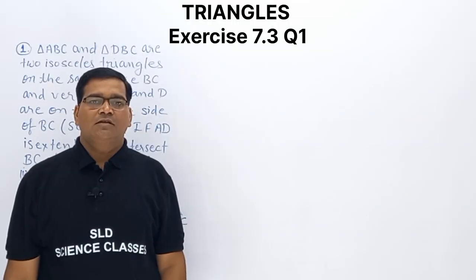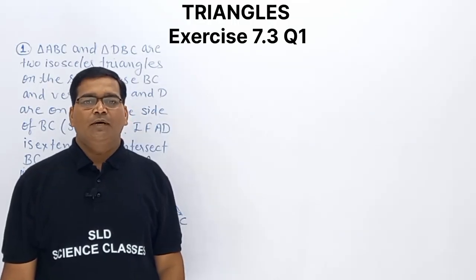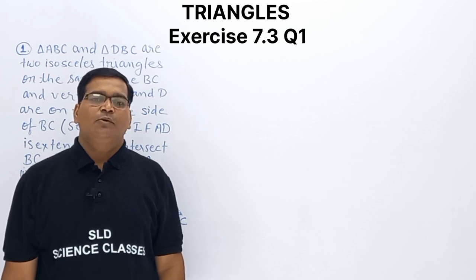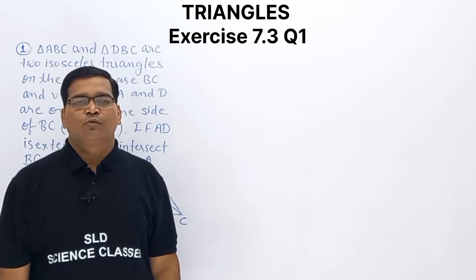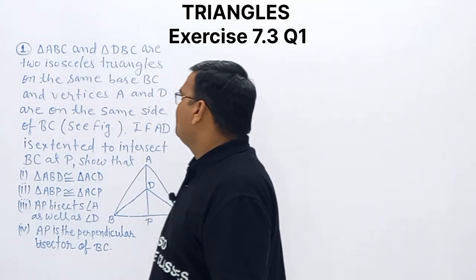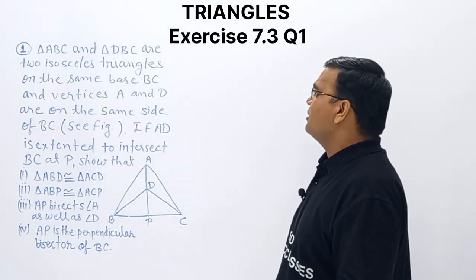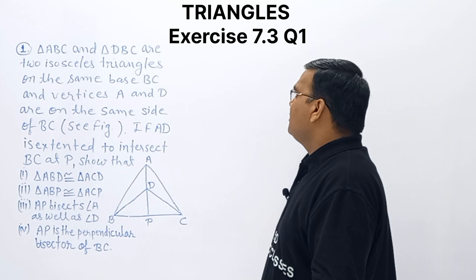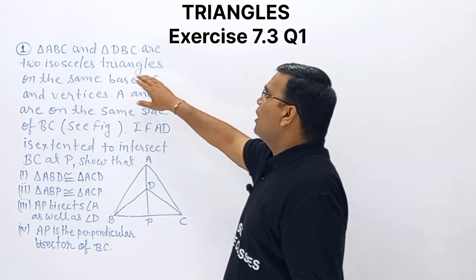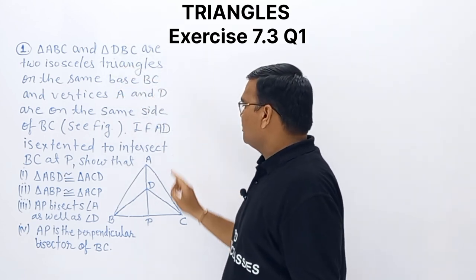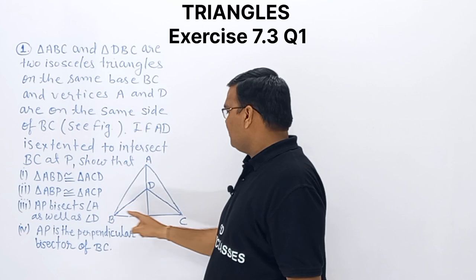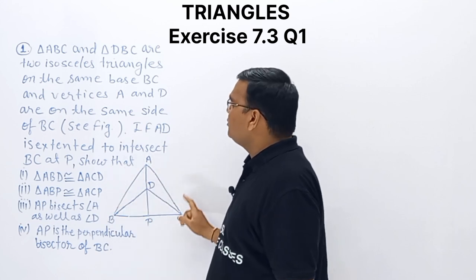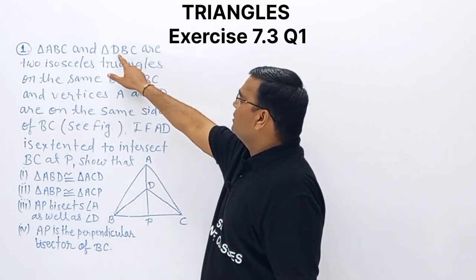Today in this class we are going to discuss question number 1, exercise 7.3, triangles. Observe. Question number 1. Triangle ABC and triangle DBC are two isosceles triangles. Triangle ABC and triangle DBC.